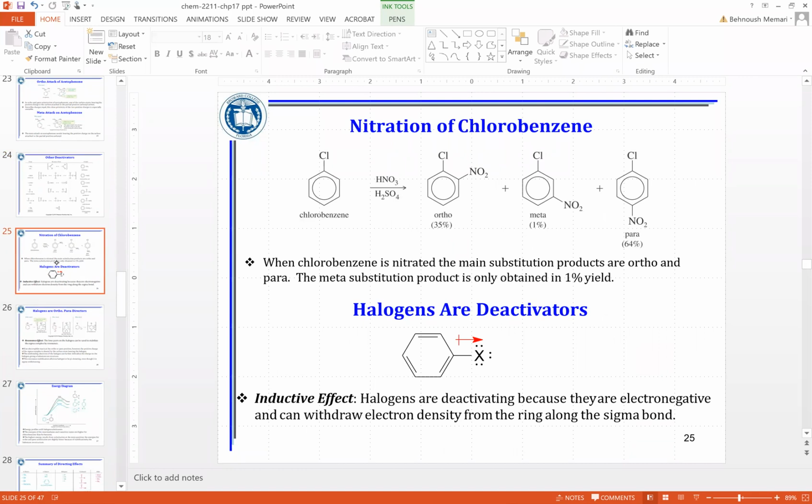Exceptions are the halogens. Halogens are deactivating groups, but they are not meta directors. Halogens are ortho-para directors. We just have to memorize that. Halogens are ortho-para directors, even though they are deactivating. Okay, they are deactivating, but they are ortho-para directors.